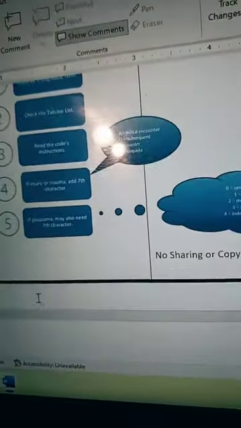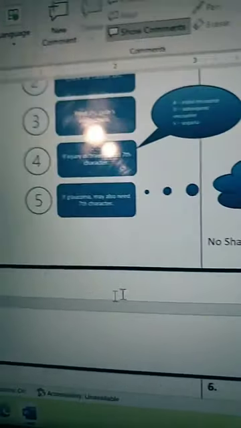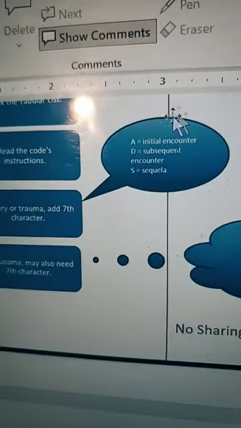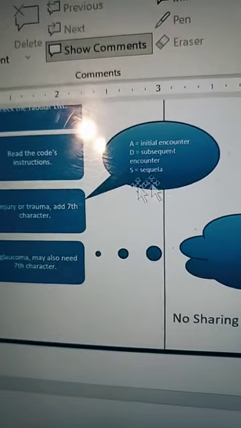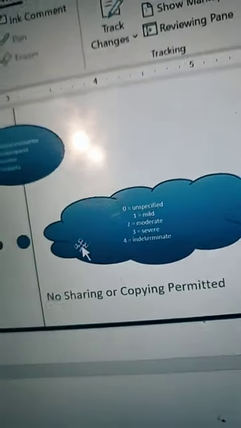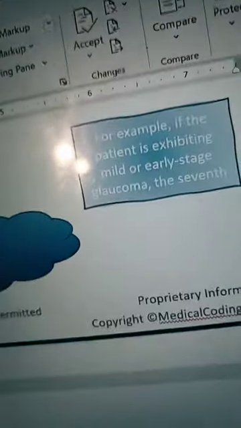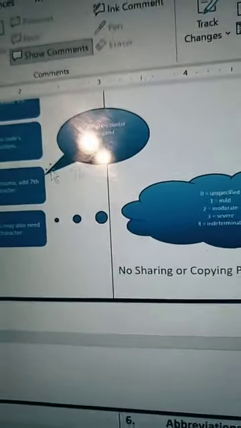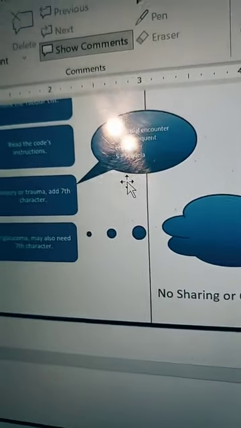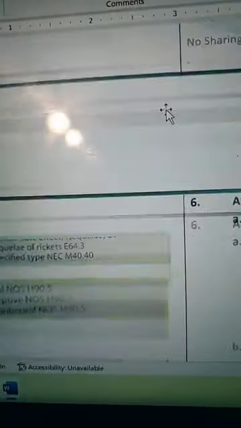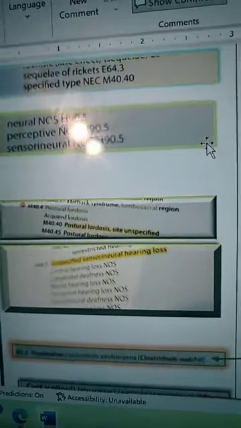Yeah, no, you have 7th characters even for eyes, for glaucoma. We know we have 7th character for initial, subsequent, and sequel encounters, but if you're dealing with eyes, you have another one. If you're dealing with OB, which I need to add in here, you have baby 7th qualifiers too for multiple gestations. So there's always more stuff I can add in.